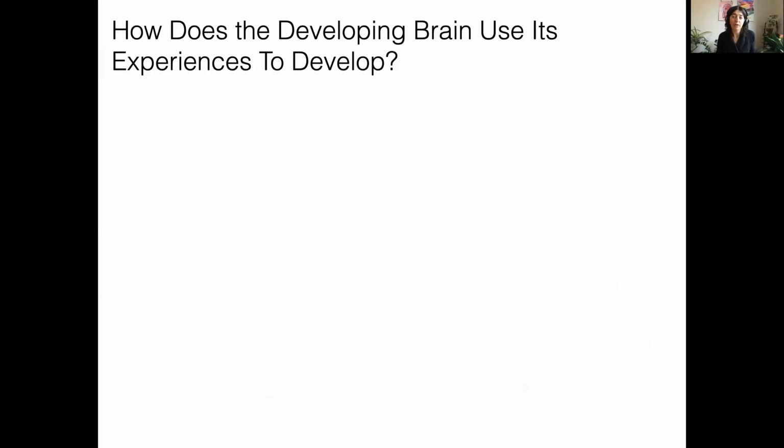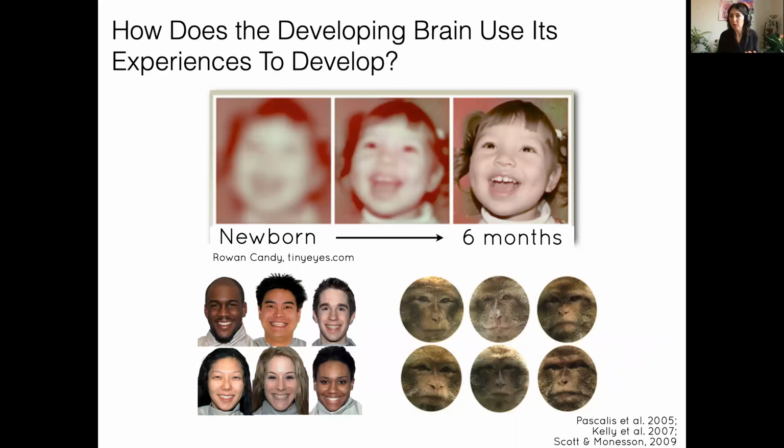And the question that I want to address in this talk is, how does the developing brain use its experiences to develop? And I approach this question largely through the lens of perception, or at least that's where I started. Now, why would you tackle this question through perception? Well, perception, and I'm using some visual examples here, is an ability that shows an incredible change in the first few years of life. You can see from the top here that babies are born with very poor visual spatial acuity, which changes dramatically over the first 6 months.